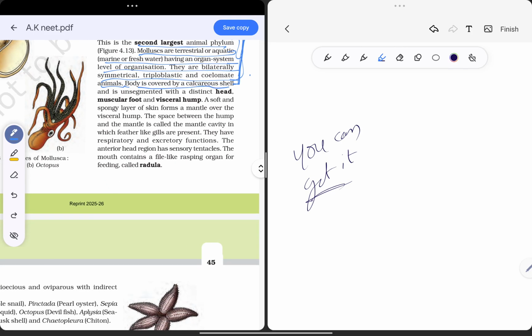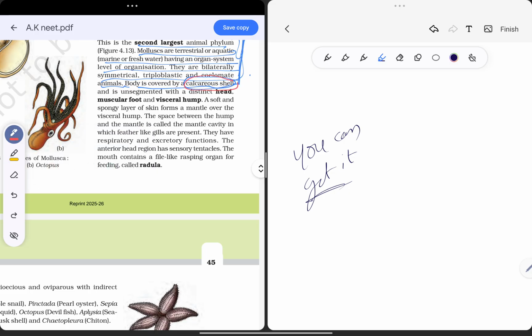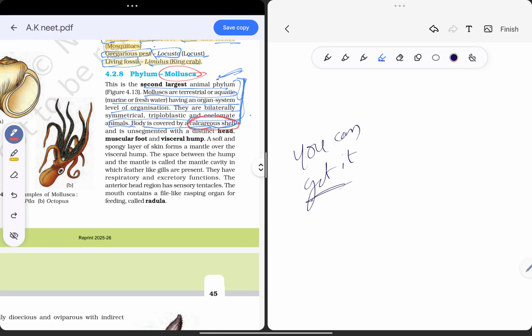The body is covered with a calcareous shell. This is a very important line. The body is covered by a calcareous shell only in the case of Mollusca. It's unsegmented with a distinct head, muscular foot, and visceral hump. Three parts: head, muscular foot, and visceral hump. A soft and spongy layer of skin forms a mantle over the visceral hump. So there is a visceral hump in the case of Mollusca.